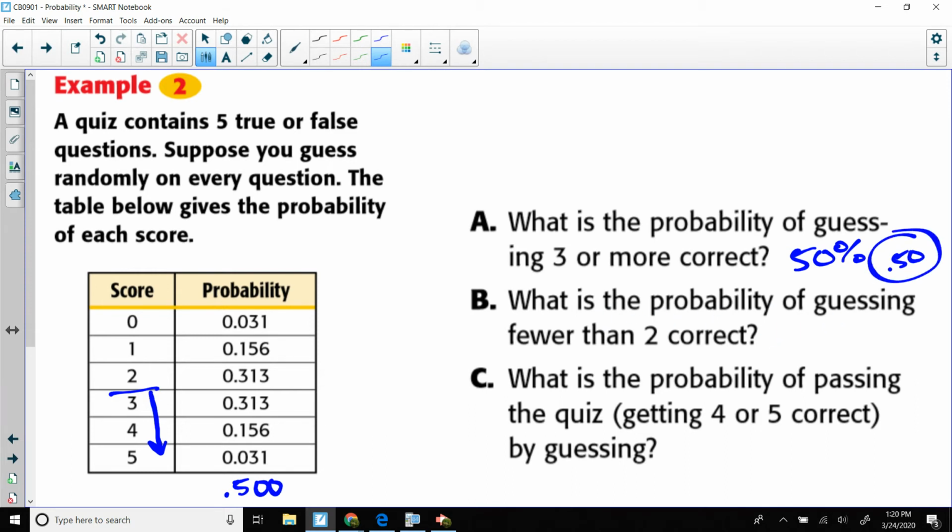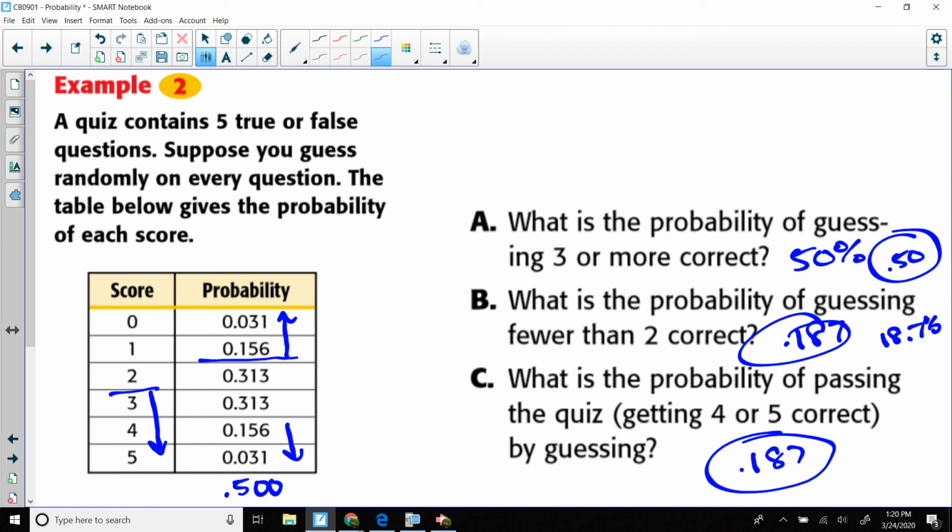What's the probability of guessing fewer than 2 correct? Fewer than 2, once again, would just be adding together the ones that are less than 2. So this is going to be a 7, an 8, and a 1. So 0.187 would be your answer, or 18.7%. I do want the decimal as the answer on the quiz. What's the probability of passing the quiz, getting 4 or 5 correct by guessing? We would just add together the 4 and the 5. It would be a 7, an 8, and a 1, which is surprisingly similar to what they had for B, just because of the way the probabilities panned out, and that would be our answer.